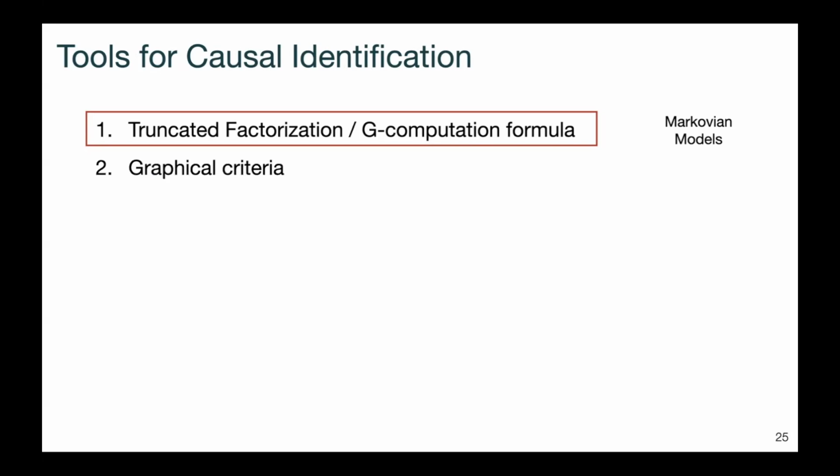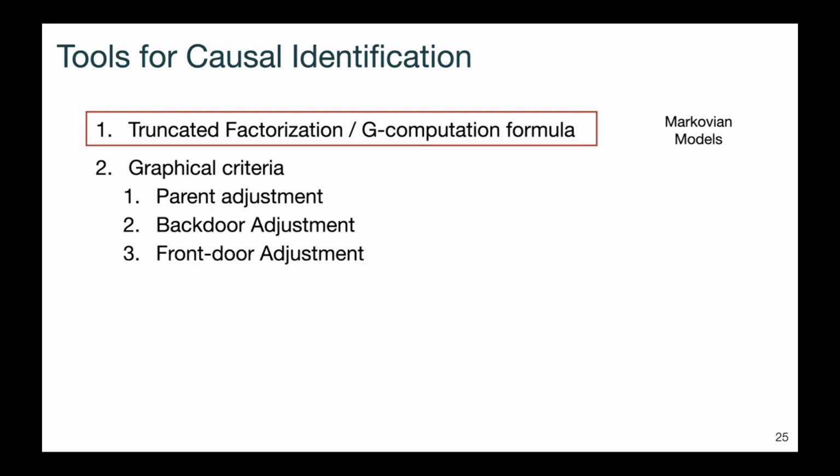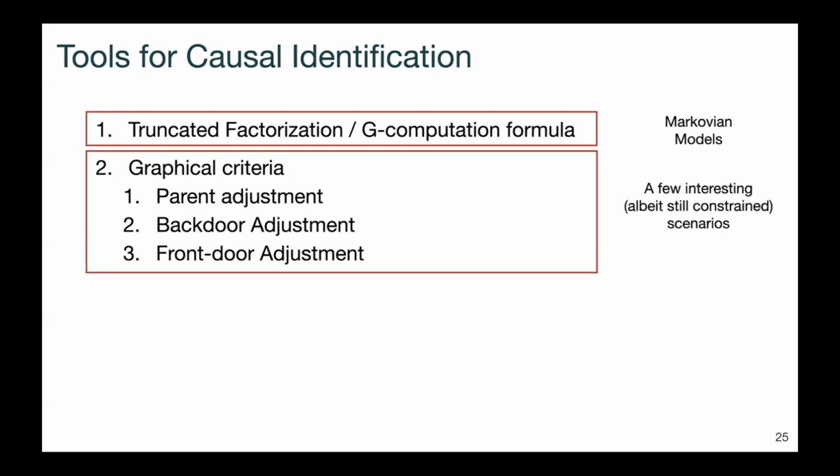The problem gets a little bit harder when you don't have all variables observed, so we need other criteria. For example, the parent adjustment is the simplest one. Then we have the backdoor adjustment, which is just an improvement in comparison to the parent adjustment. Then we will see the front door adjustment that takes into account a different scenario. Of course, those are all examples for specific scenarios, but we will also see some tools that are more general.